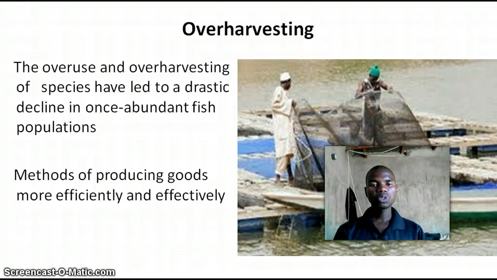And then overuse and overharvesting of a species has led to a drastic decline in once abundant fish populations. Methods of producing goods more efficiently and effectively. As the business and the economy grow, we tend to harvest more from the environment. At first people were using a fishing hook in order to take fish, but now they're using a net with small holes so that they can harvest more.